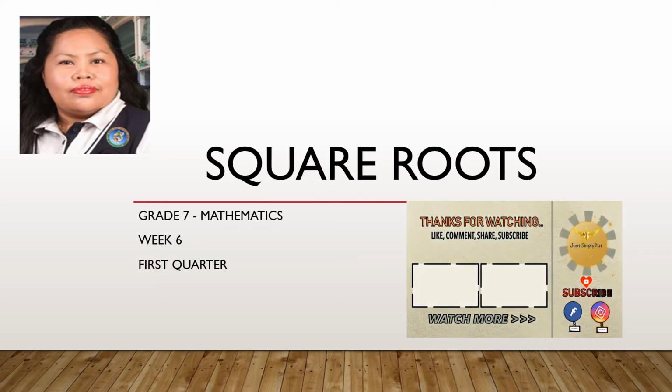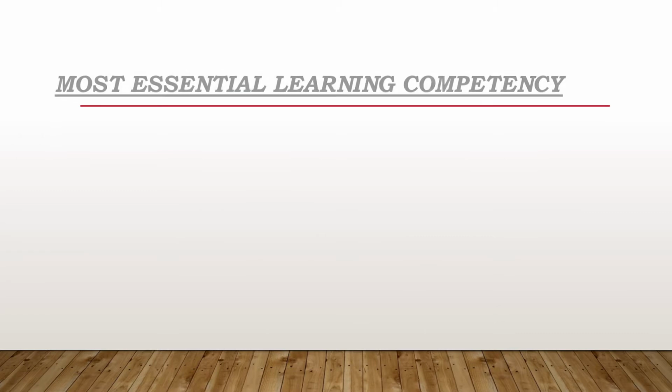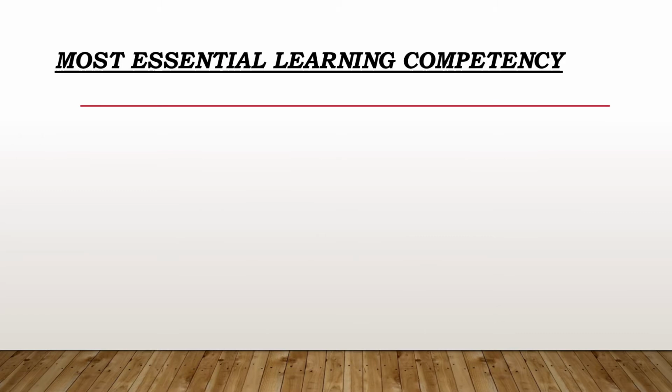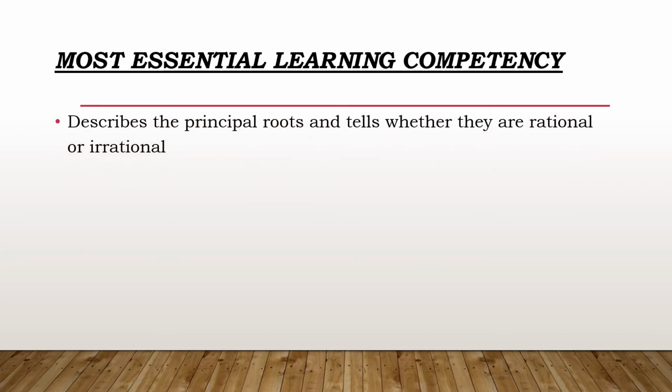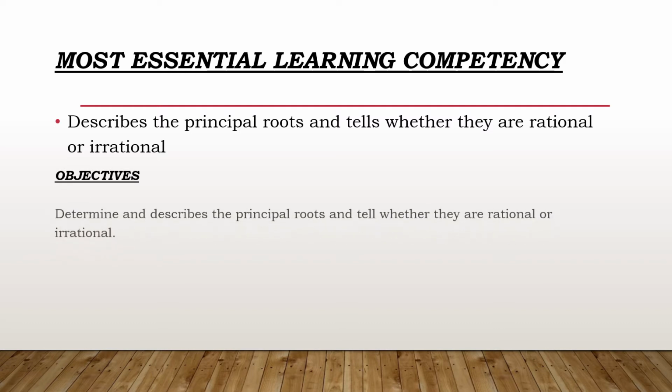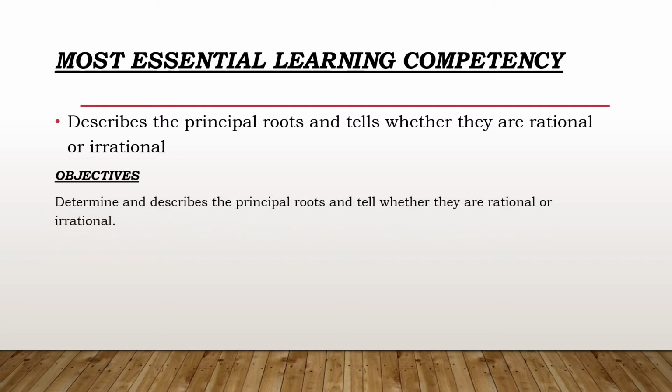Please watch. Our lesson for today is about square roots. This is for grade 7, week 6 of the first quarter. From the most essential learning competency: describes the principal roots and tells whether they are rational or irrational. And our objectives are to determine and describe the principal roots and tell whether they are rational or irrational.